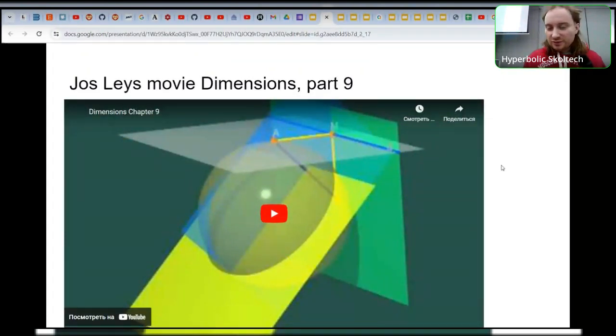Okay. Now let's continue. So the final part of the Dimensions movie. Then we will move to something other than this. So this will be some technical notion important for later lessons.